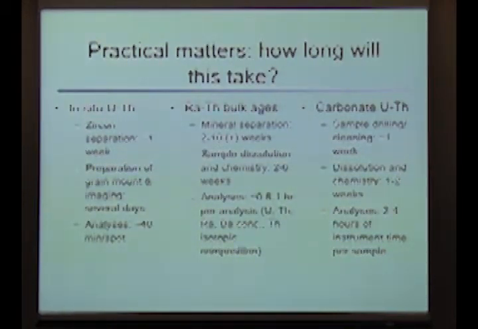For radium, for example, the in situ work, the preparation of the grain mount and imaging takes a few days, and the analyses take about 40 minutes per spot. For the bulk separate ages, the sample dissolution and chemistry takes anywhere from 2 to 6 weeks, depending on how well you know what you're doing and whether you're doing just uranium and thorium, or whether you're doing radium as well. And then the analyses take somewhere between half an hour and 1 hour per analysis. But when you consider that you have a bunch of these analyses that you need to do, it takes on the order of half a day of instrument time per sample.